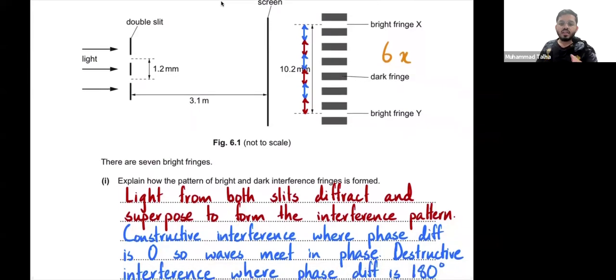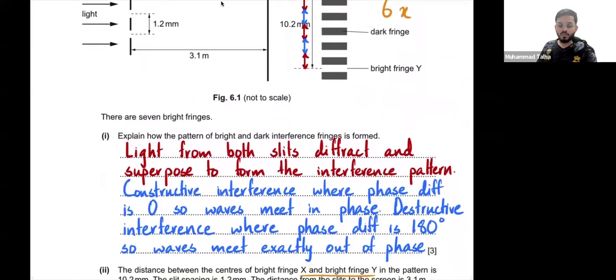Now, the next thing you need to talk about is how you even get those bright and dark fringes. You know that at bright fringes, you have constructive interference happening. I've written this according to phase difference. So the phase difference is 0 degrees, so the waves meet in phase, causing constructive interference. Destructive interference is where the waves meet exactly out of phase. So the phase difference is 180 degrees, hence destructive interference.